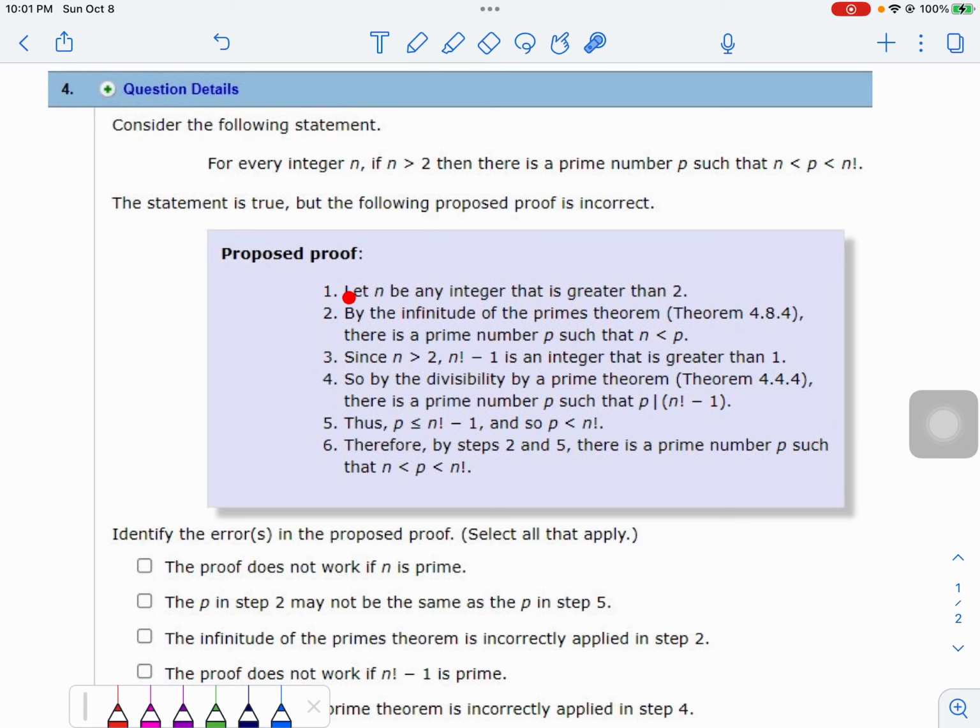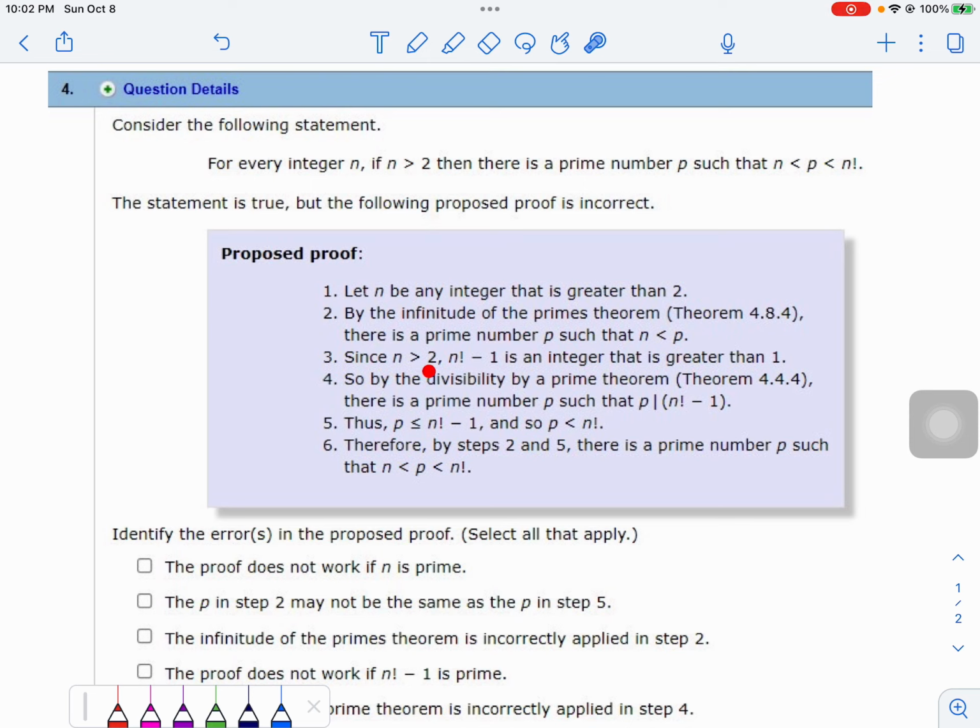The first step says let n be an integer that is greater than 2. Seems like that's exactly the assumption. And by the infinitude of the primes theorem, which is theorem 4.8.4, this theorem is saying that there are infinitely many primes out there. So because there are infinitely many primes, for any number n, you can always find a prime that is greater than n. So I see no problem, at least this statement is not wrong. So I'm going to continue to read.